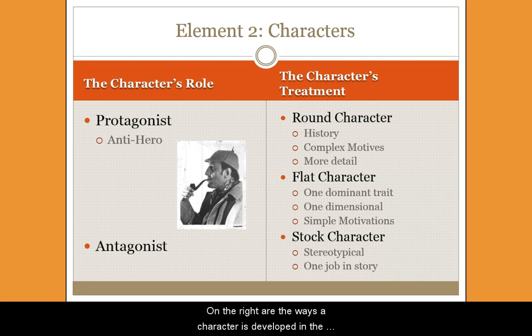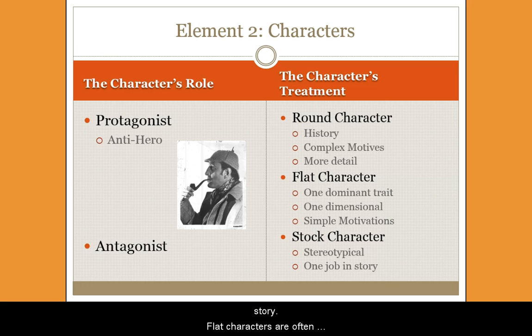On the right are the way the characters are developed in the story. Round characters have many facets to their personality. Quite often, but not always, the protagonist is the most developed, therefore the roundest character. The more we understand the conflicting characteristics of a person, their motivation, their history, how they interact differently with different characters, the rounder they become. Round characters are more able to change throughout the story.